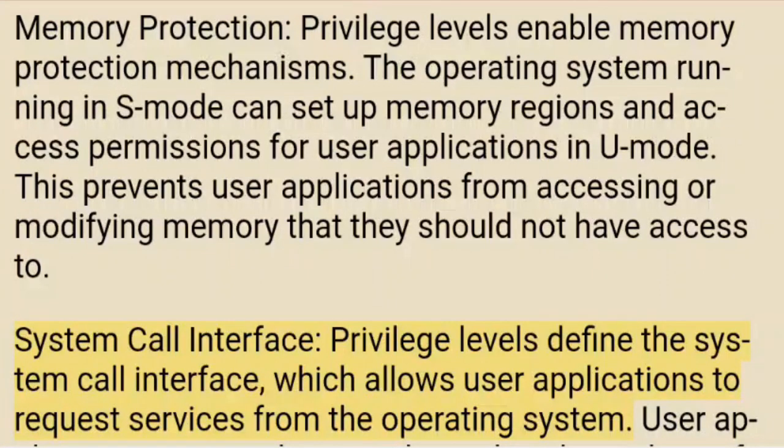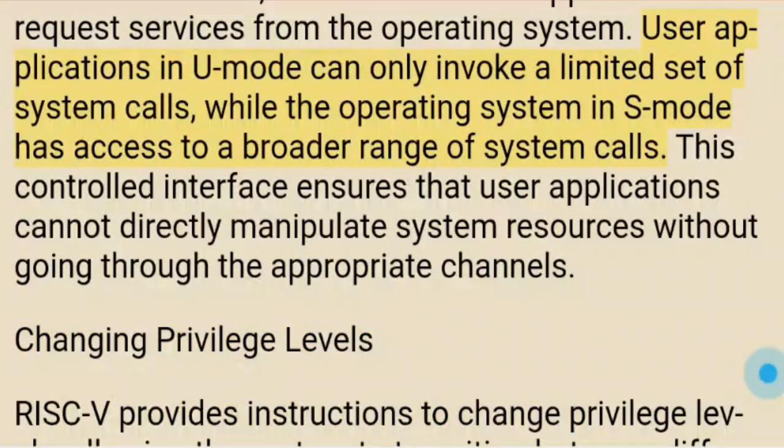System call interface. Privilege levels define the system call interface, which allows user applications to request services from the operating system. User applications in U mode can only invoke a limited set of system calls, while the operating system in S mode has access to a broader range of system calls. This controlled interface ensures that user applications cannot directly manipulate system resources without going through the appropriate channels.